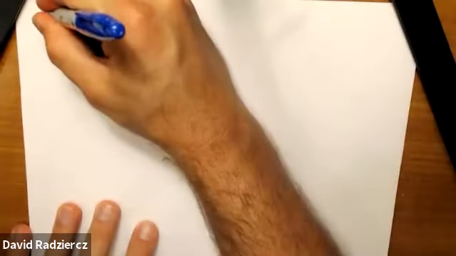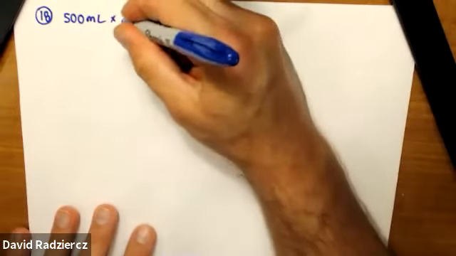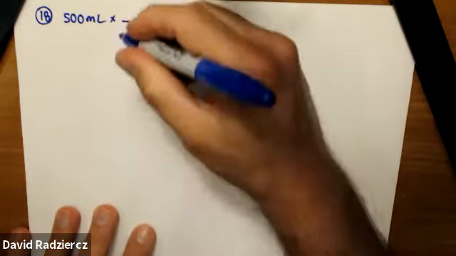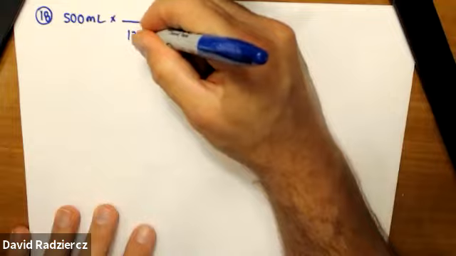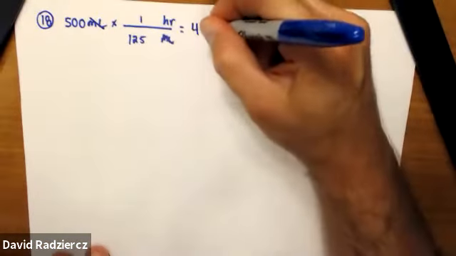The way I would set this problem up is I would start with my 500 milliliters, which is my total, how much I have in the IV. And then I would convert milliliters to hours. I know that the flow rate is 125 milliliters per hour. I'll double check that I set it up right by eliminating milliliters, and I'm left with hours, and then I get 4 hours.